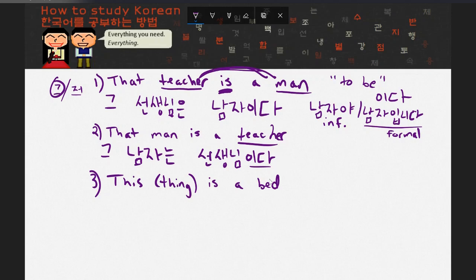Just to point out, as I mentioned in lesson 1, this sentence could actually just be written as "this is a bed," but the word for thing is kind of in there. So I put it in brackets just to make sure that you actually know that I'm referring to the word that sort of means this thing. I'll give you 10 seconds and you can start now.